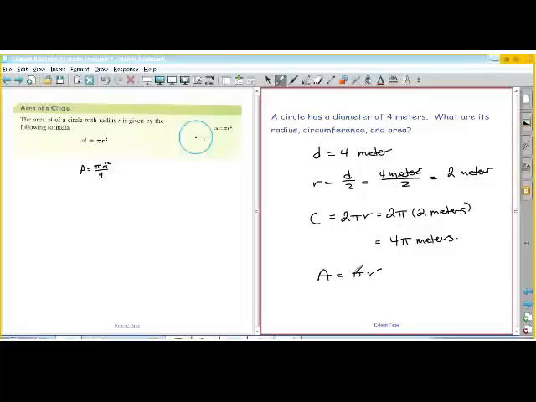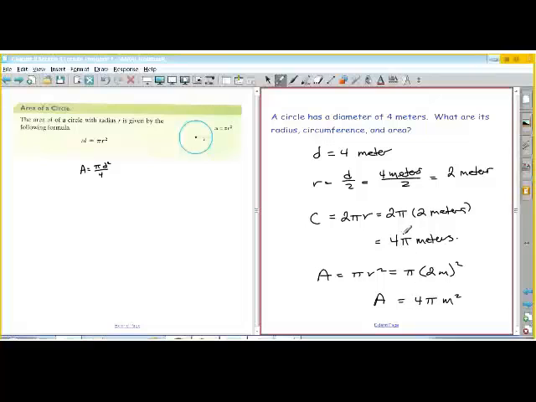Likewise with the area. The area is pi r squared, so you get pi times the radius, which is 2 meters, squared. That'll give you 4 pi meters squared. Again, the units are the length squared. The circumference, which is the perimeter of a circle, is in meters, just like other lengths.